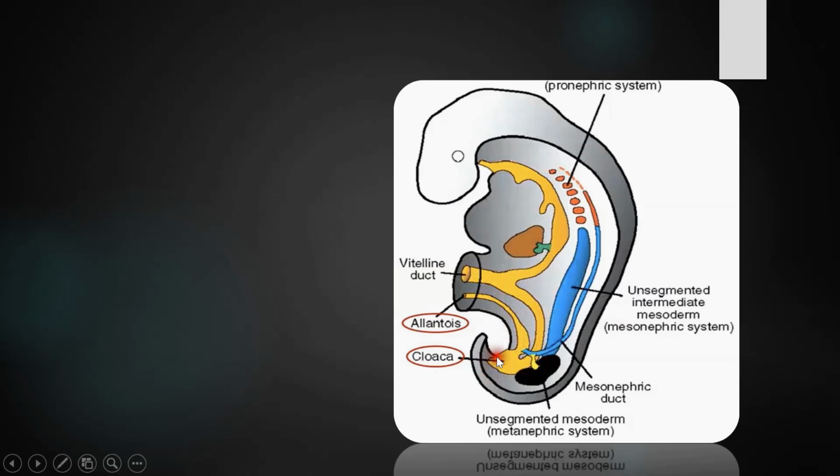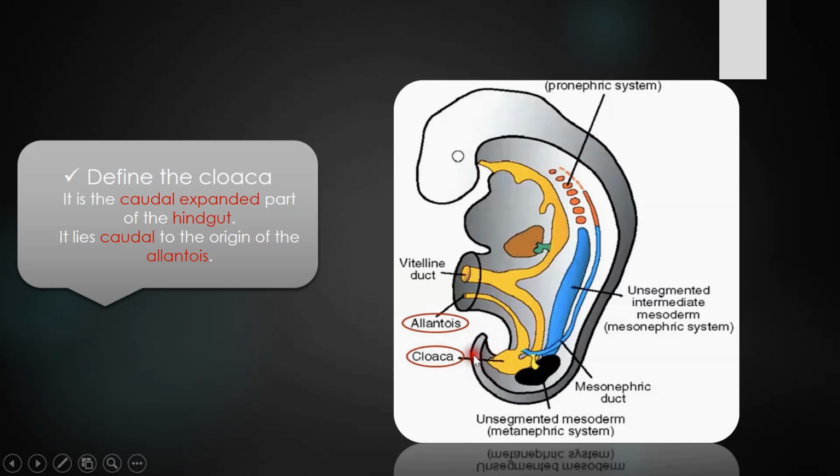We should know also this part, which is the cloaca. By definition, the cloaca is the caudal expanded part of the hindgut. It lies caudal to the origin of the allantois. The midgut has an intestinal loop which protrudes from it, the vitelline duct, that moves through the umbilical cord. And this duct protrudes from the cloaca, moving also through the umbilical cord, called the allantois. Later, we will know its fate.